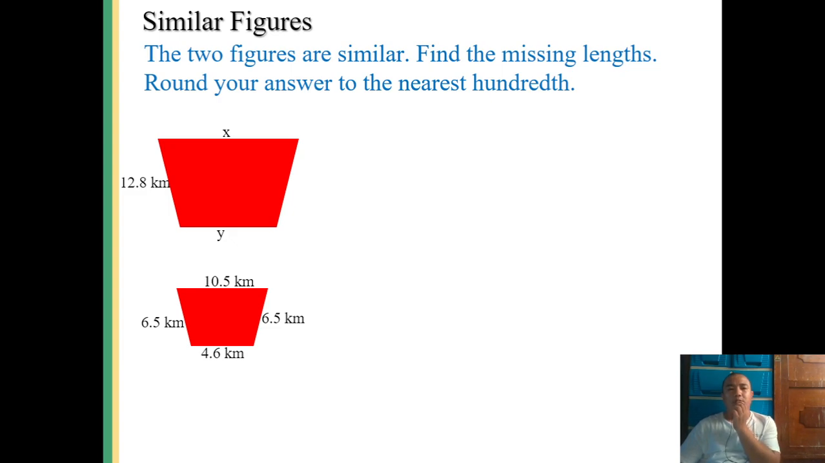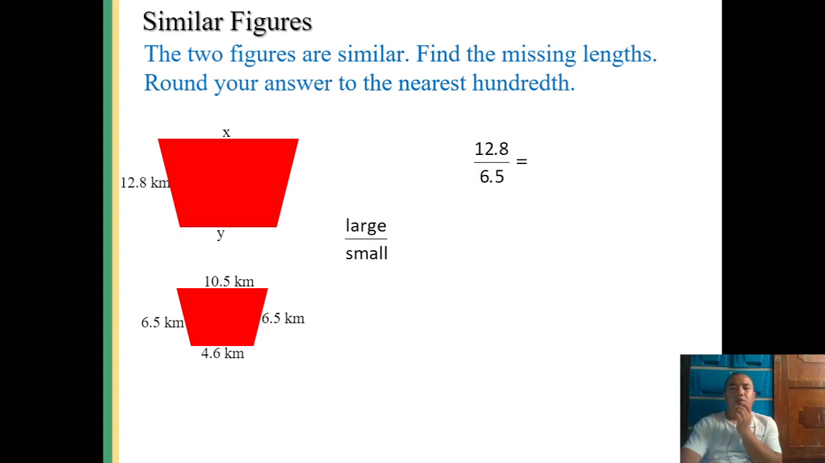Another similar figures problem. The two figures are similar. Find the missing lengths. Round your answer to the nearest hundredths. So in the bigger trapezoid, the sides are 12.8 kilometers, x, y. And for the smaller trapezoid, 10.5 kilometers, 6.5 kilometers, 6.5 kilometers, and 4.6 kilometers. So find x and y.